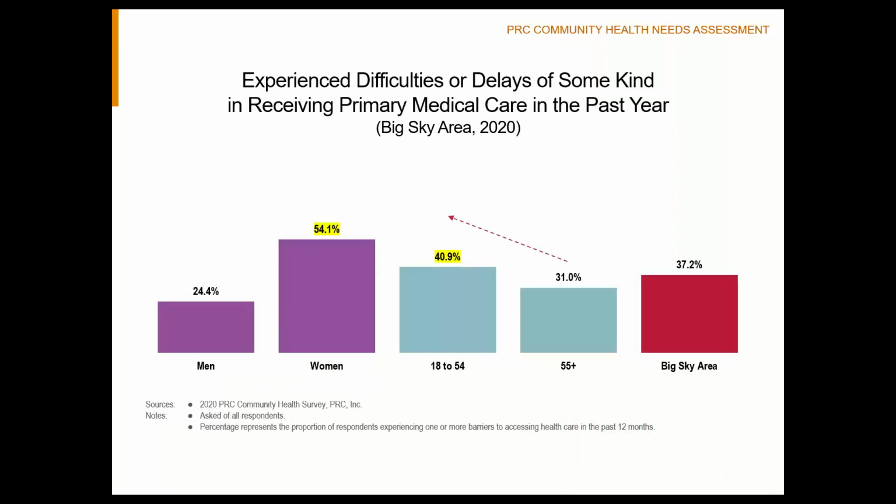When we combined and analyzed if anyone had reported one or more of those delays, we found that overall 37.2% of respondents reported one or more barriers accessing primary medical care. This is similar to what we see at the nation. However, by demographics, we see that women and younger adults are more likely to report primary care issues in the Big Sky area.